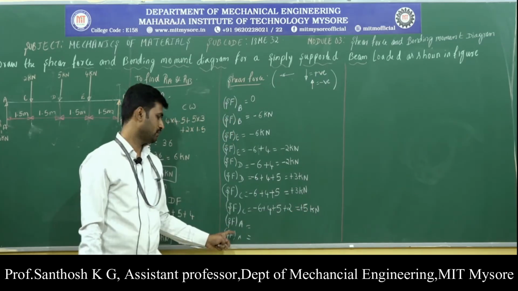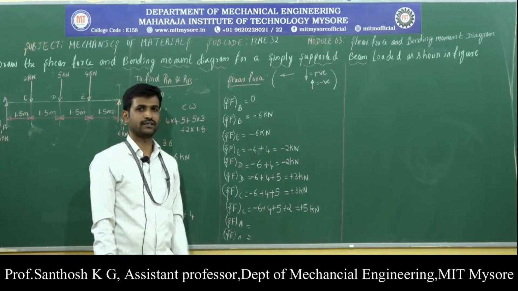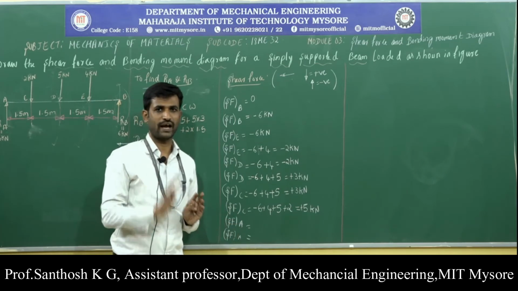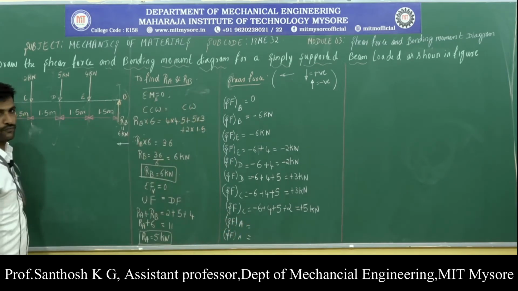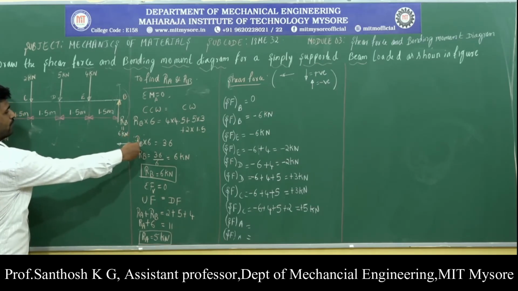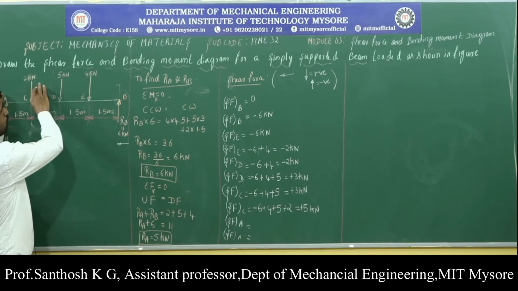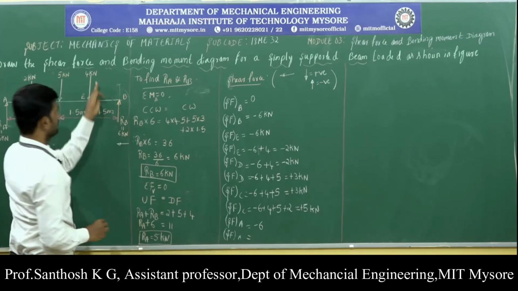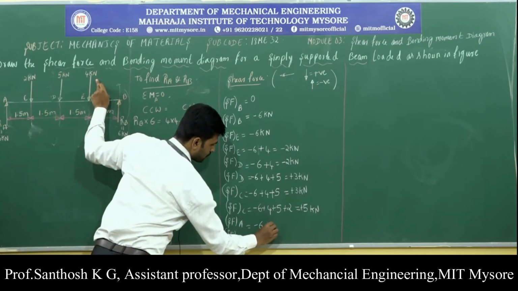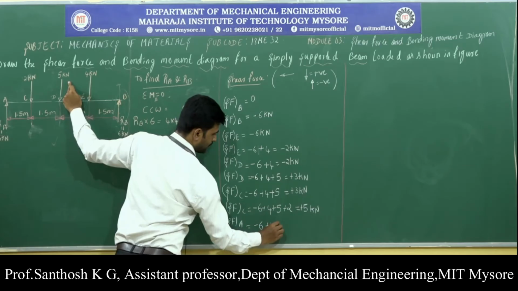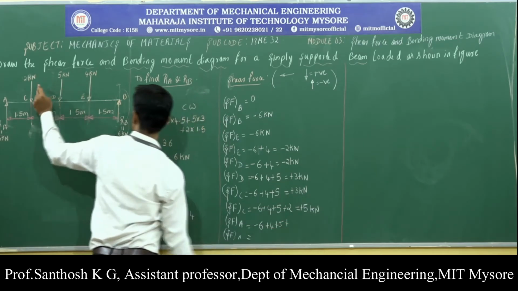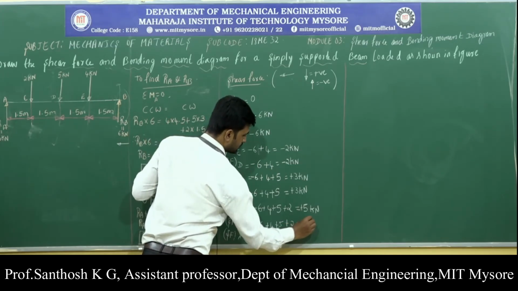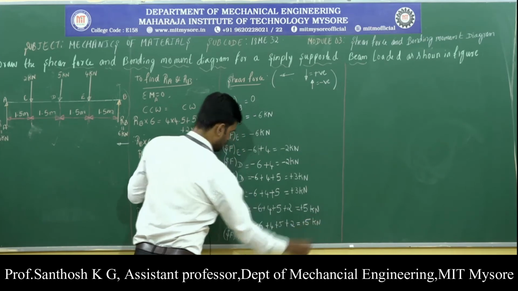Now let us try to find the value of the shear force acting at point A by neglecting the shear force acting at point A. If you move from right to left, then we get 4 different forces. One is minus 6, the second one is plus 4, the next one is plus 5 and the last one is plus 2. So this is equal to plus 5 kilonewton.